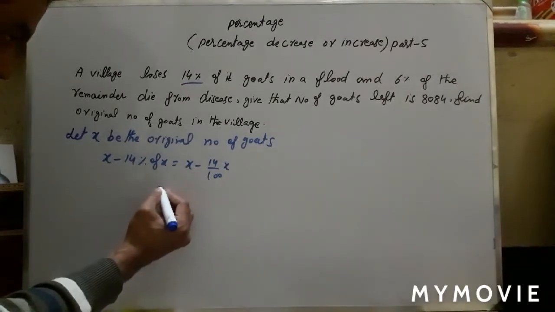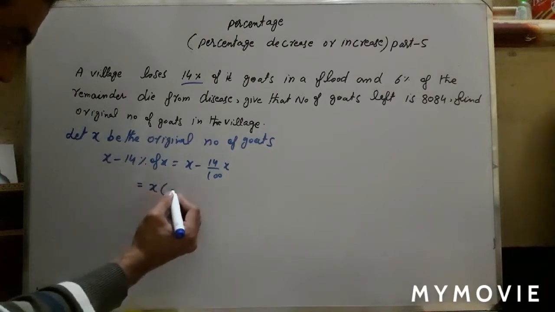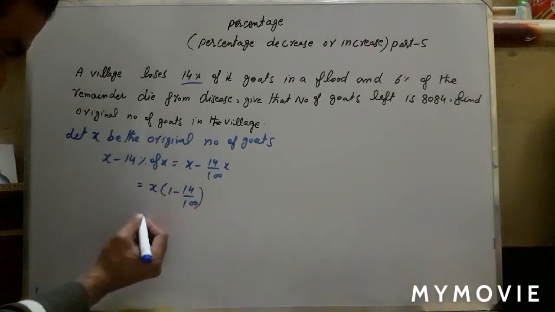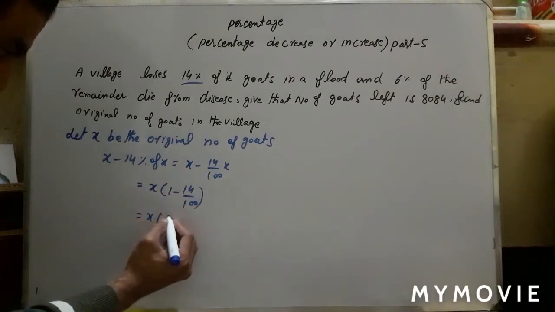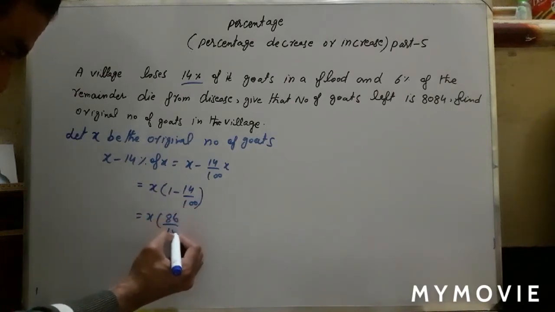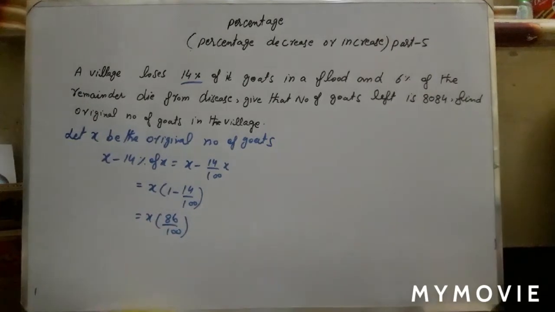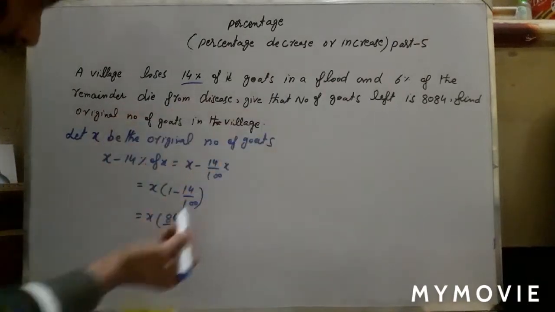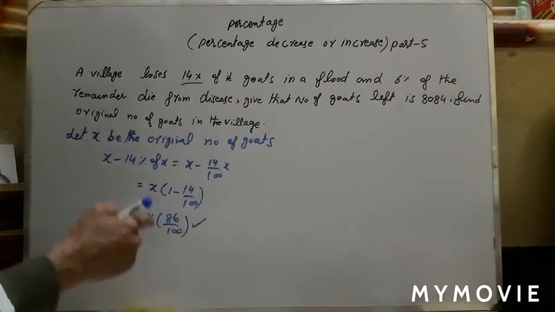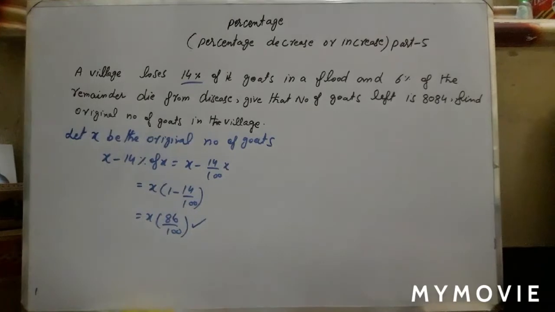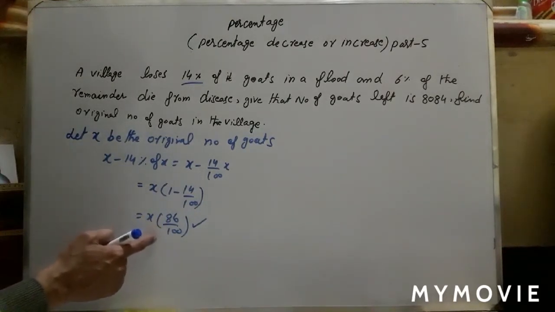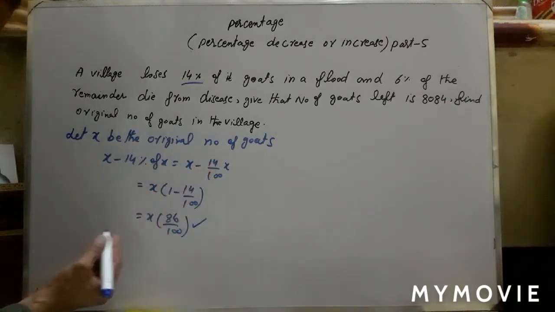Take x common: x times 1 minus 14 by 100, and the value of this is 86 by 100. And the 6% of the remaining value is this one, so you also decrease the 6% in this value. The 6% of the remaining die.